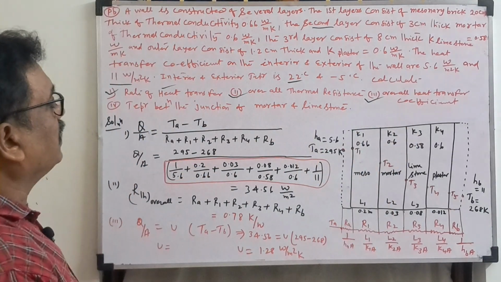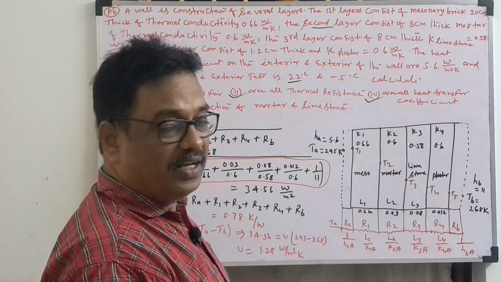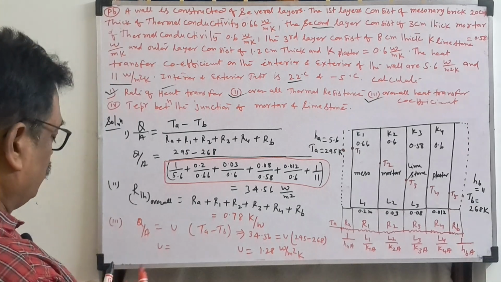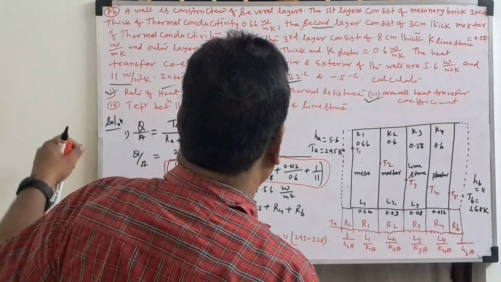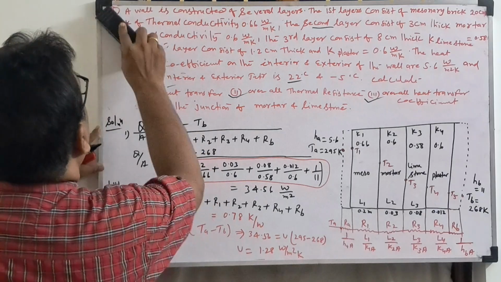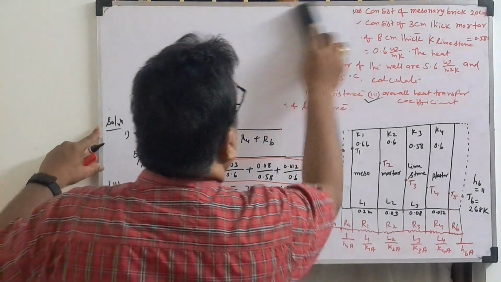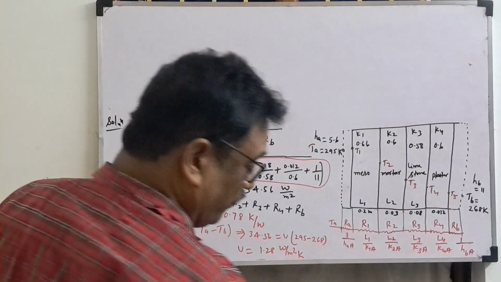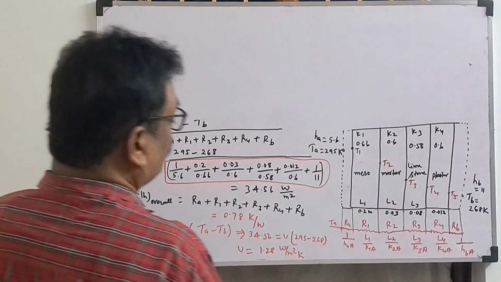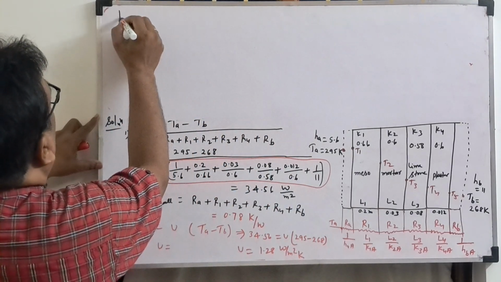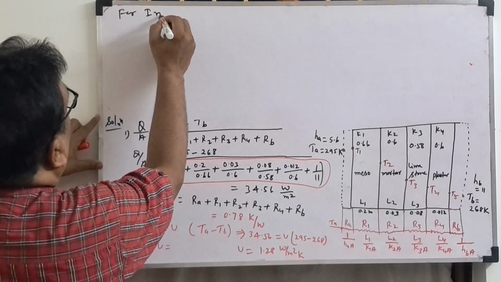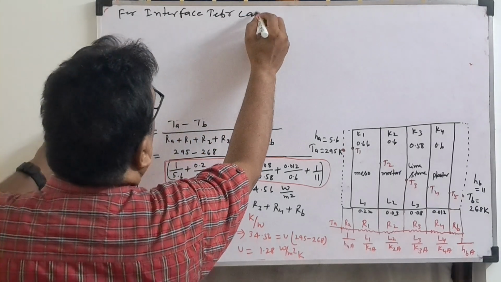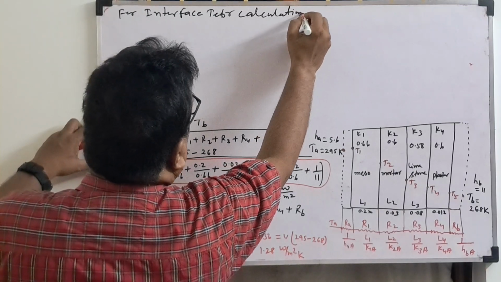Now the temperature between the junction, that means they are asking the interface temperature. So another 2 minutes we will finish this question. Up to this is over, now I will rub it out, then we will find the interface temperature. Suppose they are asking to find all the interface temperatures, that you can find. Only one they are asking, then also we will find. So how we will find it, for interface temperature calculation?